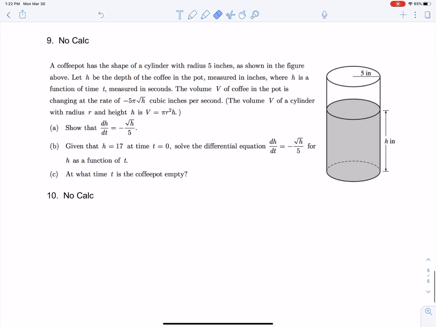Okay, so today we're going to look at this problem. So it's just a couple notes here.